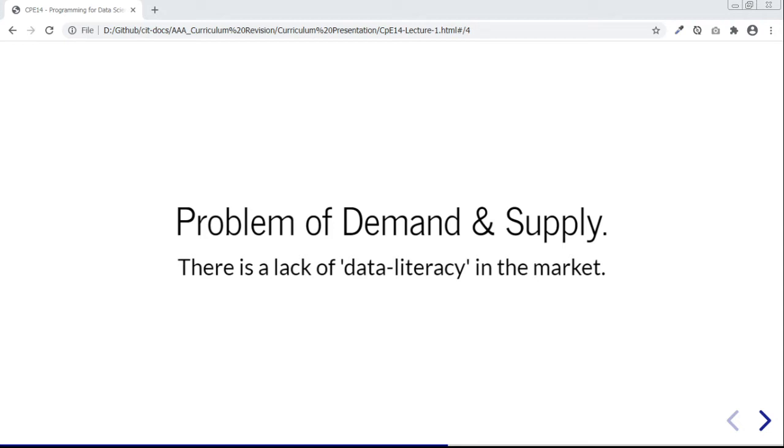Another reason is the problem of demand and supply. There is a lack of data literacy now in the market. As discussed above, there is a huge abundance of data. However, there aren't enough resources to convert this data into useful products. That is, there are not enough people who possess the required skills to help companies utilize the potential that data holds. Due to this, there is a lack in supply of data scientists in the world today. Much of this is attributed to the infancy of data science as a field. In order to fill this vacuum of supply, you need to learn data science and its underlying fields.